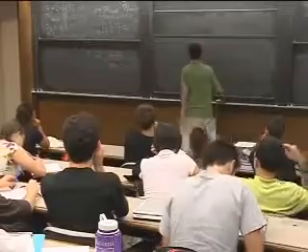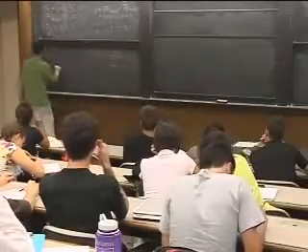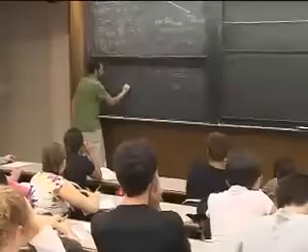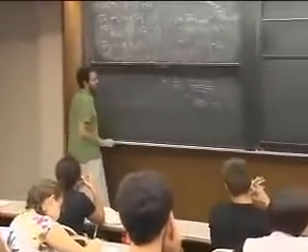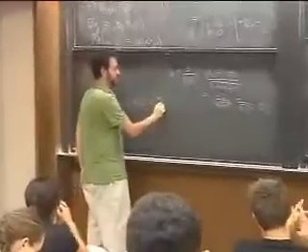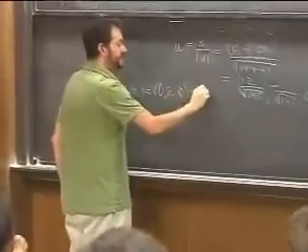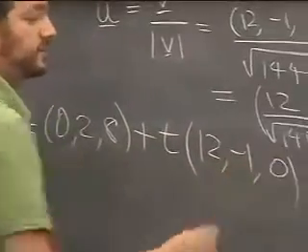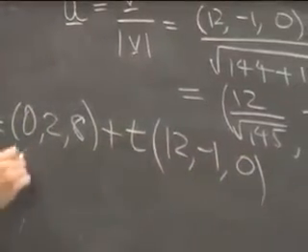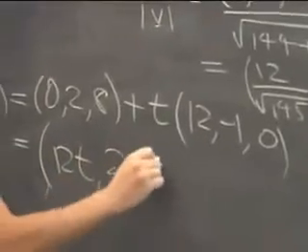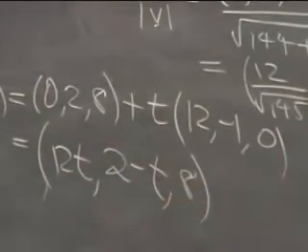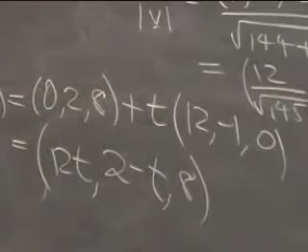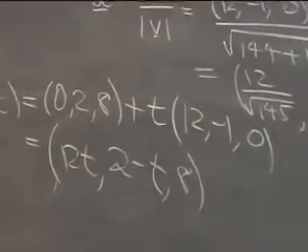But just moving back over here, the line itself, r of t, equals the base point, which is 0, 2, 8, plus t times any tangent vector. So you could use the unit vector, but it's easier to just use the original one, 12, minus 1, 0. And if you want to write that out, that's 12t, comma, 2 minus t, comma, 8. Okay, so make sure you can write the answer in that slight change of the problem. Okay? So no other questions about that?